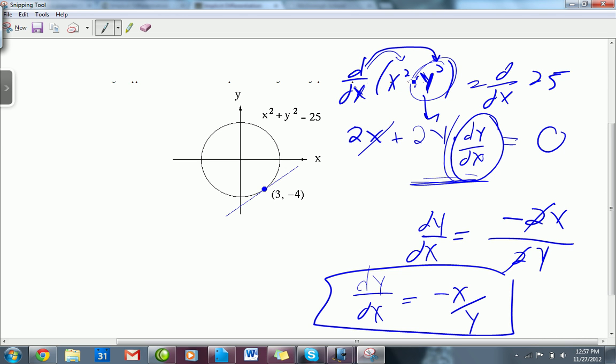And so now, to answer the question, if I want to find the slope of the tangent line at (3, -4), I plug a 3 in for x.